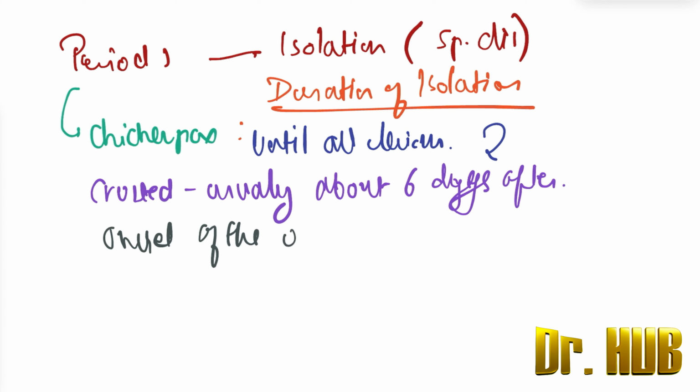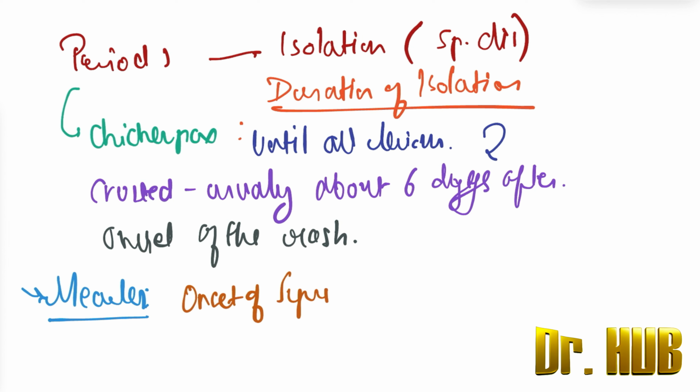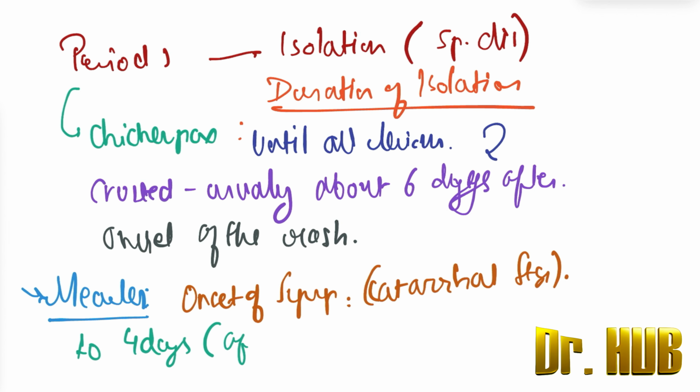Next we look at measles. What does it include? This is from the onset of the symptoms, that is the catarrhal stage, and this will be 2 to 4 days after the appearance of the rash.